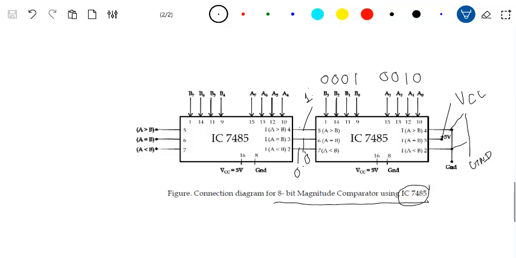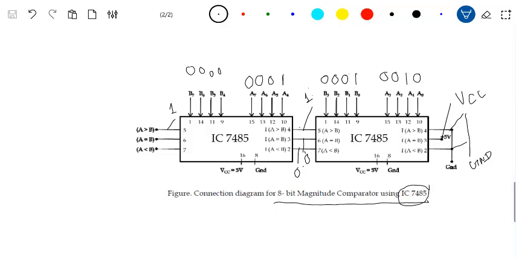Now it will check again. In this case, this is 0, 0, 0, 0, and this also 0, 0, 0, 0. So it will produce the result A greater than B. Because this rises to 1, automatically A greater than B rises to 1. So for example, if the bits are not like that, if this is 1, then again the cascading input A greater than B equal to 1, so it will rise automatically to 1. If A equals B in the MSB also, A is greater than B, so it will again produce 1.